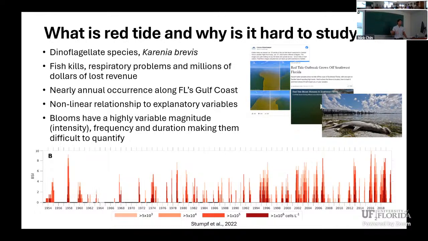Another reason why blooms are so hard to study is that they have highly variable magnitude, frequency, and duration. Sometimes you get blooms that last about a month, and sometimes you get blooms that last anywhere up to 2 years.